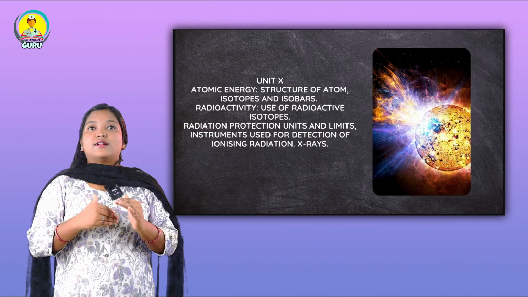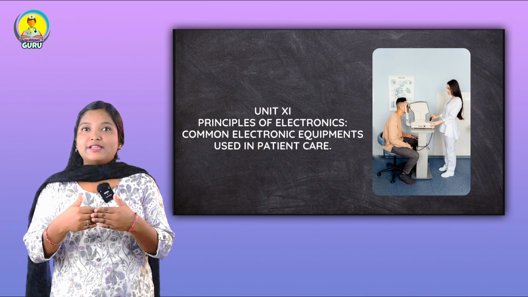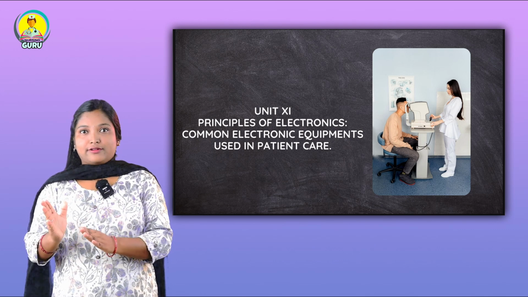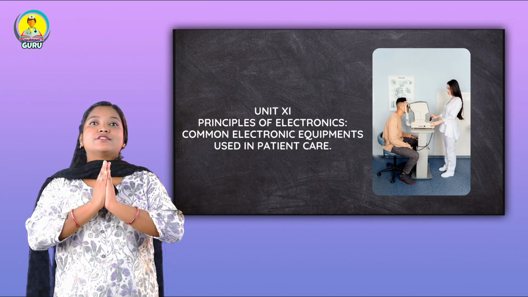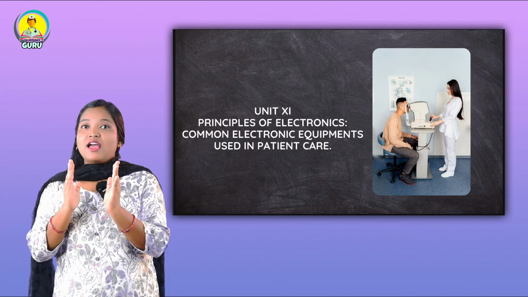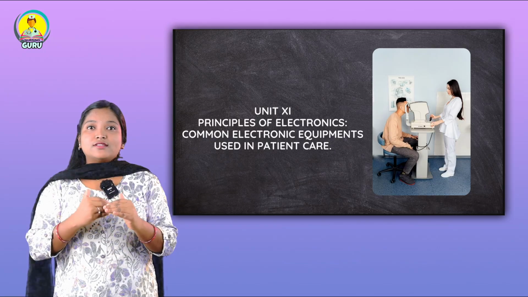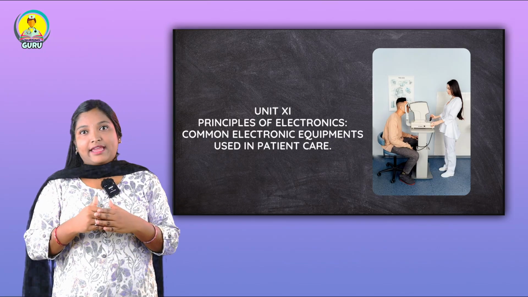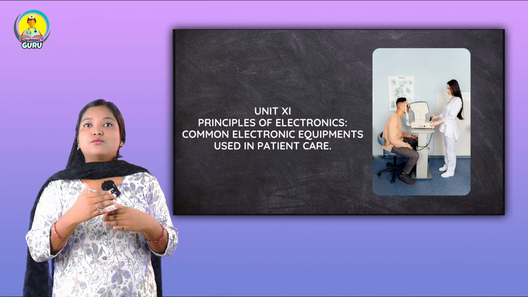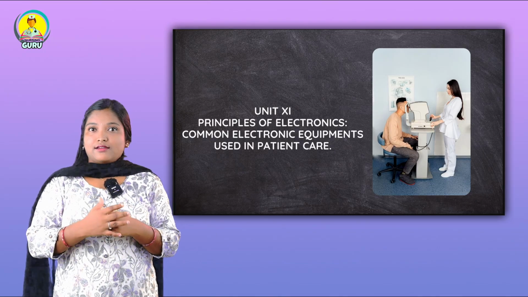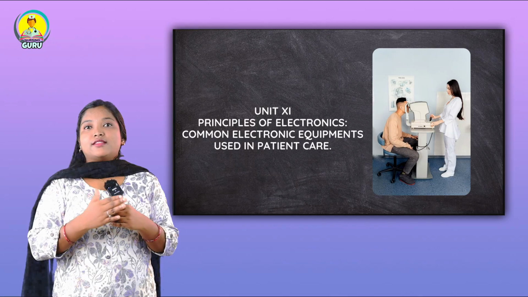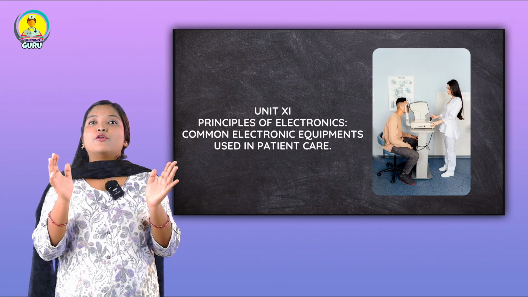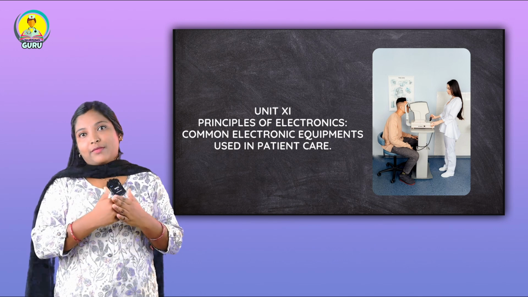Now we can move towards the 11th unit. The 11th unit, and the last unit of biophysics, is principles of electronics. In this unit, we are going to study the equipment we use in healthcare. To diagnose things, we use various kinds of equipment that run on electricity. That is what we are going to study: the electronic equipment used in patient care. This is all about your syllabus review of biophysics.